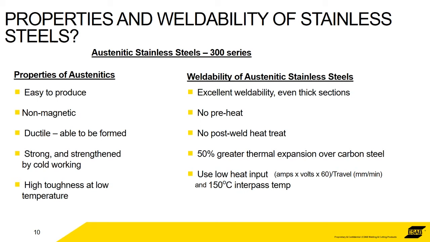The thermal expansion of the 300 series austenitic is 50% greater than carbon steel. So if the welder's been used to welding carbon steel and tacking it together with a certain amount of restraint, then things can all go very badly wrong if he starts to get austenitic stainless steel warm. So it has to be taken into consideration. As with most of the grades that we're talking about here, low heat input, low interpass temperature.